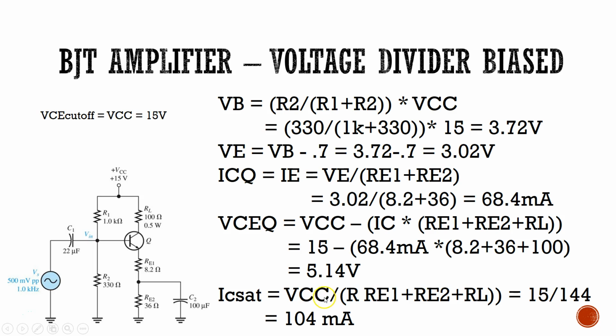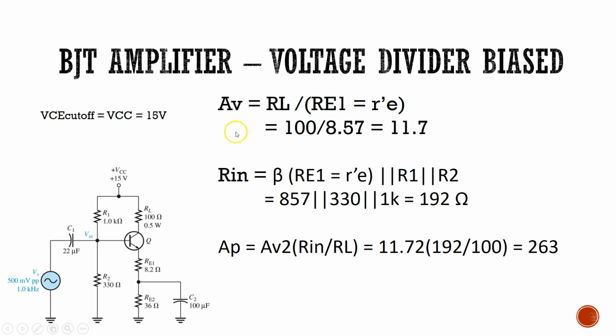For ICsat, it's VCC divided by the resistance, and another typo there, sorry, I got in a hurry. So we got 15 volts divided by 144 ohms for 104 milliamps. To find our gain, RL over, boy, I'm full of them today, RE1 plus R prime E for a total of 8.57. 100 divided by that 8.57 gives us a gain of 11.7.